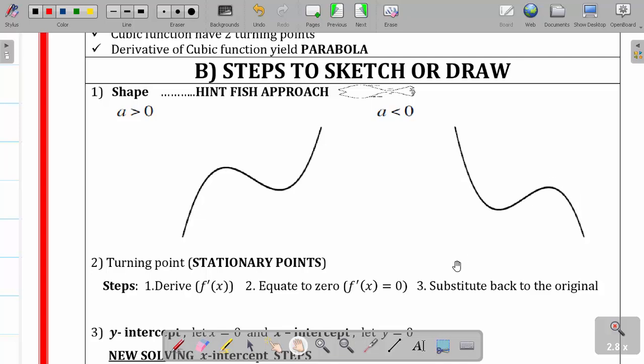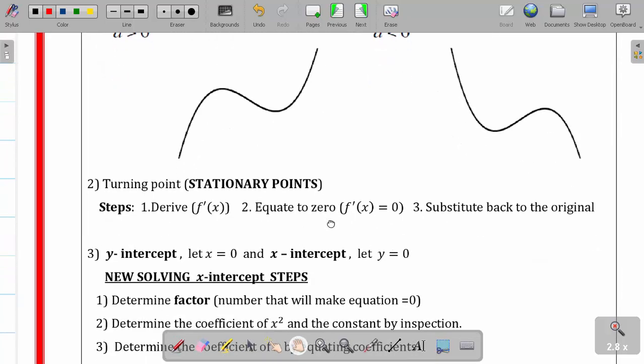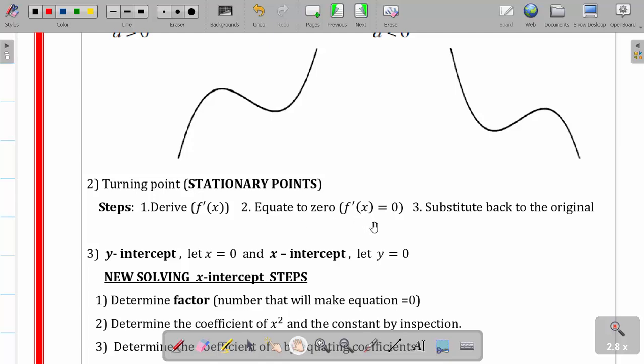So how do we get them? We differentiate. After differentiating, then equate to 0, and then substitute back into the original to get the y values for the turning points. I repeat, to get my stationary points, what do I do? I differentiate, equate to 0, and then back substitute to get my y values.